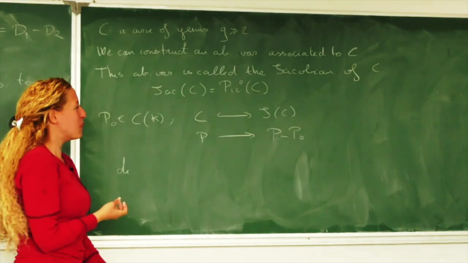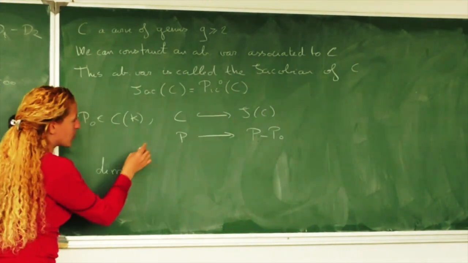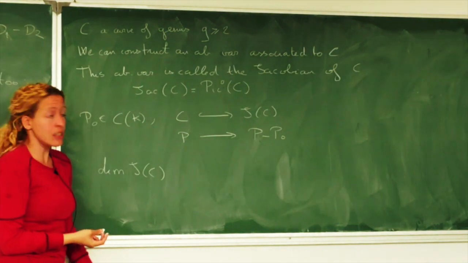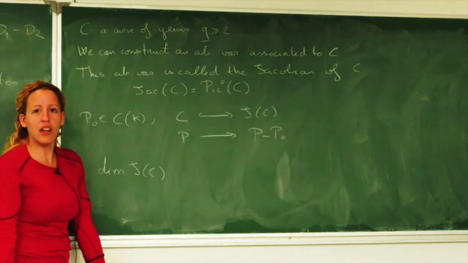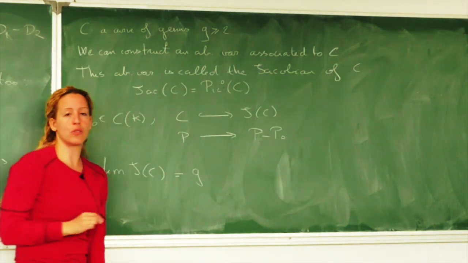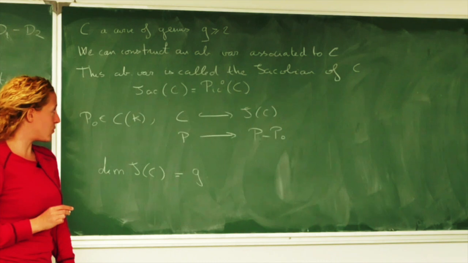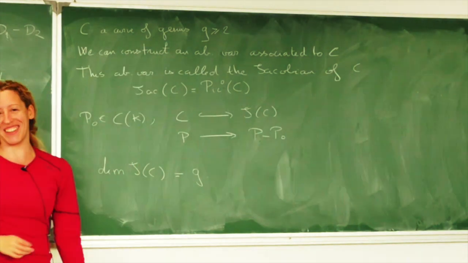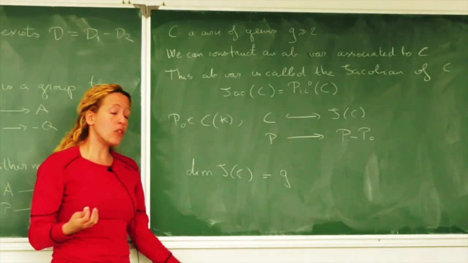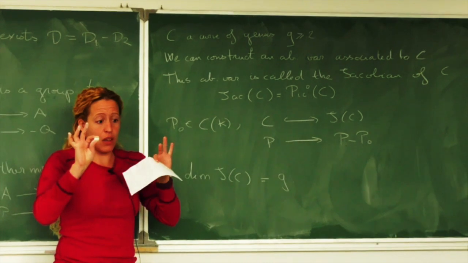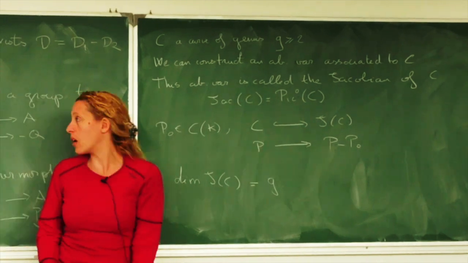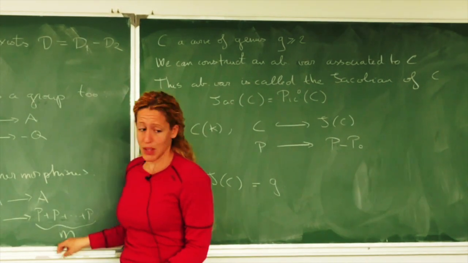I'm not proving it, but you could prove that the dimension, because the Jacobian is a variety, so we can talk about its dimension. We already said that it is not a curve, so it doesn't have dimension 1, but what is its dimension? Actually, its dimension happens to be the genus of the curve. So again, if you knew about Abelian varieties, this is a quick summary of the things that you know. If you didn't know, maybe I went too fast. But on the other hand, maybe I just gave you the very few things that you need to follow the course without going into all the details of the Abelian varieties theory that is behind.